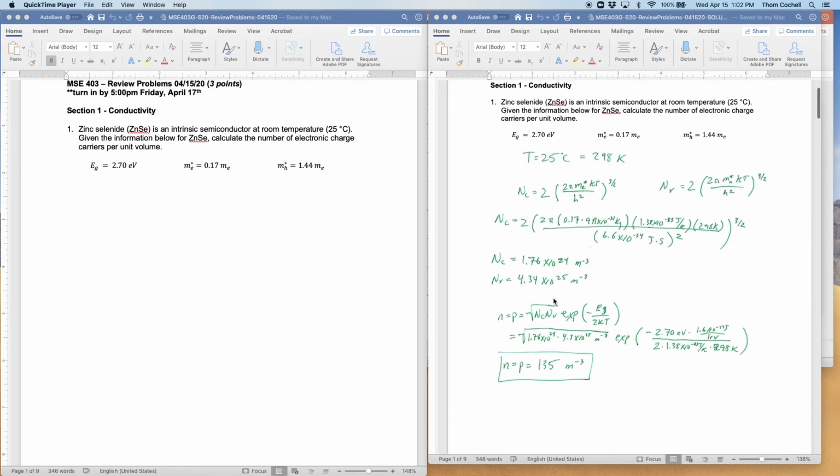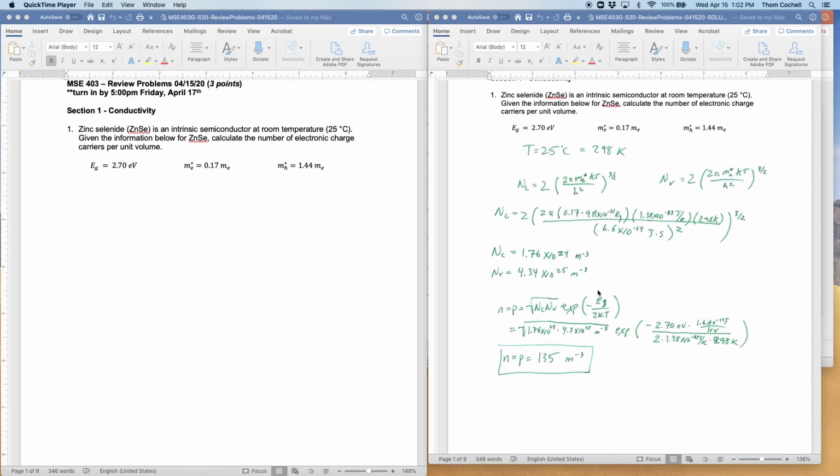So if you look over at my solutions here, basically the approach is that if we're trying to get N or P, which is the number of these charge carriers per volume, we can get that by looking at the density of states for either the conduction or the valence band, and then the exponential of the band gap over 2kT. That was our basic equation for solving for N or P. And so we need to find those density of states first.